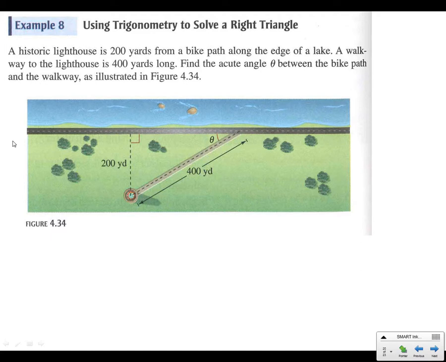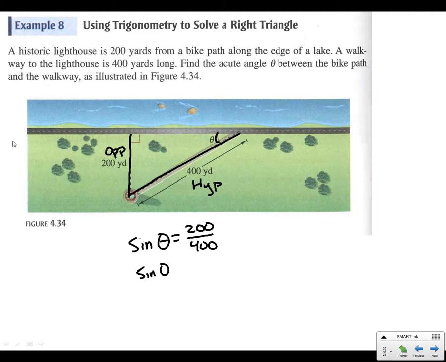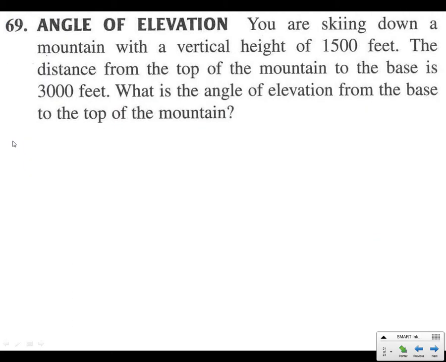Okay, so 8. We have 200 feet for this side of the triangle, 400 for this side. We want to find theta. All right, so this is going to be an opposite side. 400 is a hypotenuse. The formula that uses opposite and a hypotenuse is sine. So sine theta is 200 over 400. 200 and 400 reduces. Sine theta is 1/2. Go look on your unit circle. Find the angle when y is 1/2, and you should come up with 30 degrees. Okay? You're going to do the same thing here on problem 69.